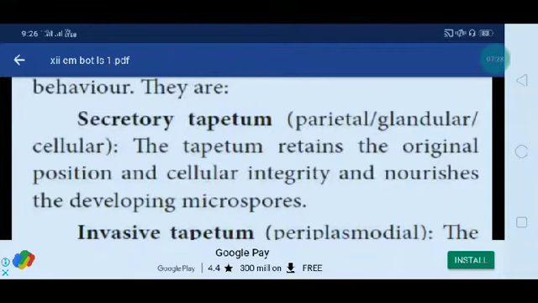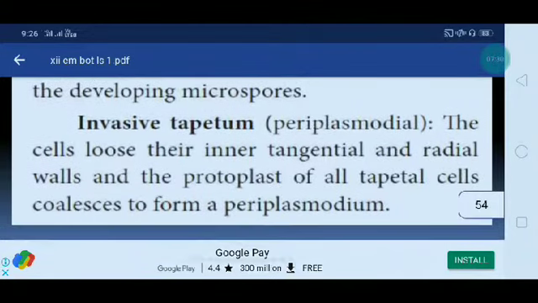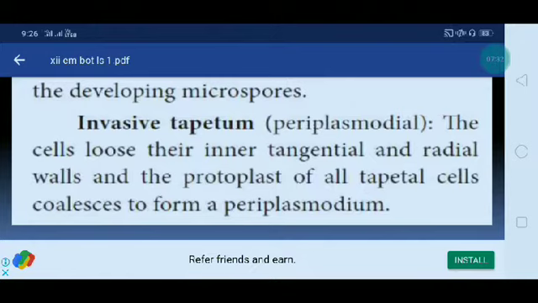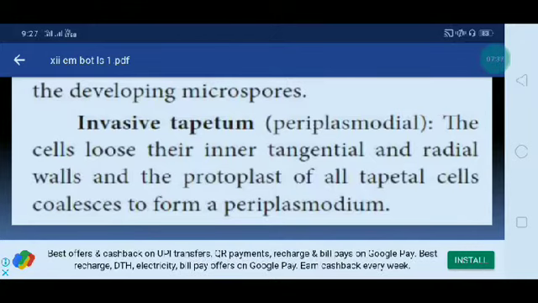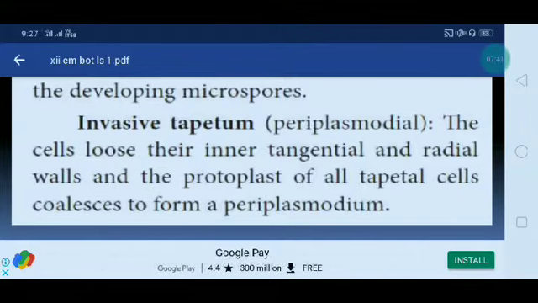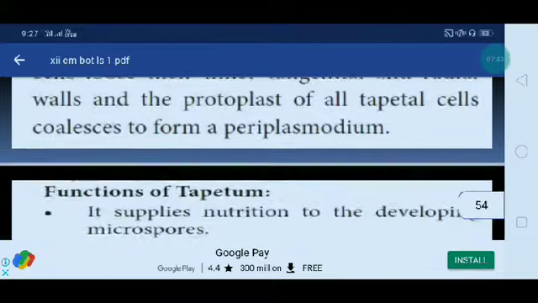Invasive tapetum, periplasmodial. The cells lose their inner tangential and radial walls and the protoplasm of tapetal cells coalesces to form a periplasmodium. That is called invasive tapetum.